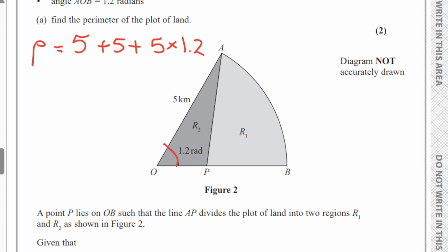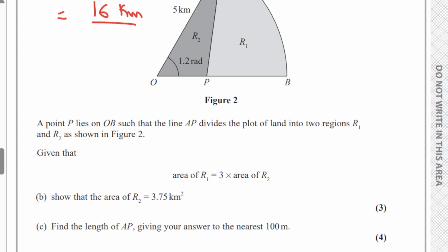So then it's going to be 5 plus 5 is 10, plus 1.2 times 5 is 6. So it's going to be 10 plus 6, which is 16, and it's kilometers. That's the answer of the first part. It's 2 marks already. Now let's look at the next part of the question.